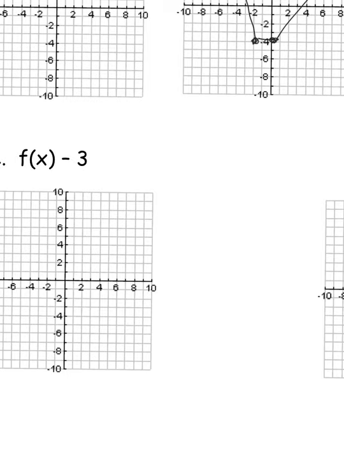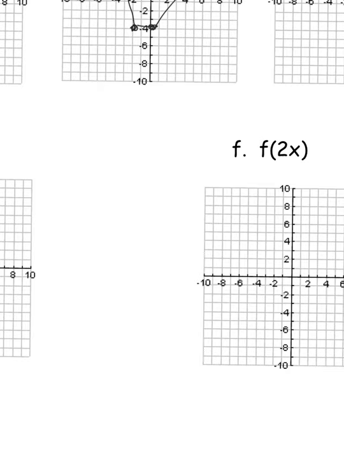E would be just moving down 3. F would be multiplying the input by 2 and keeping the output the same.